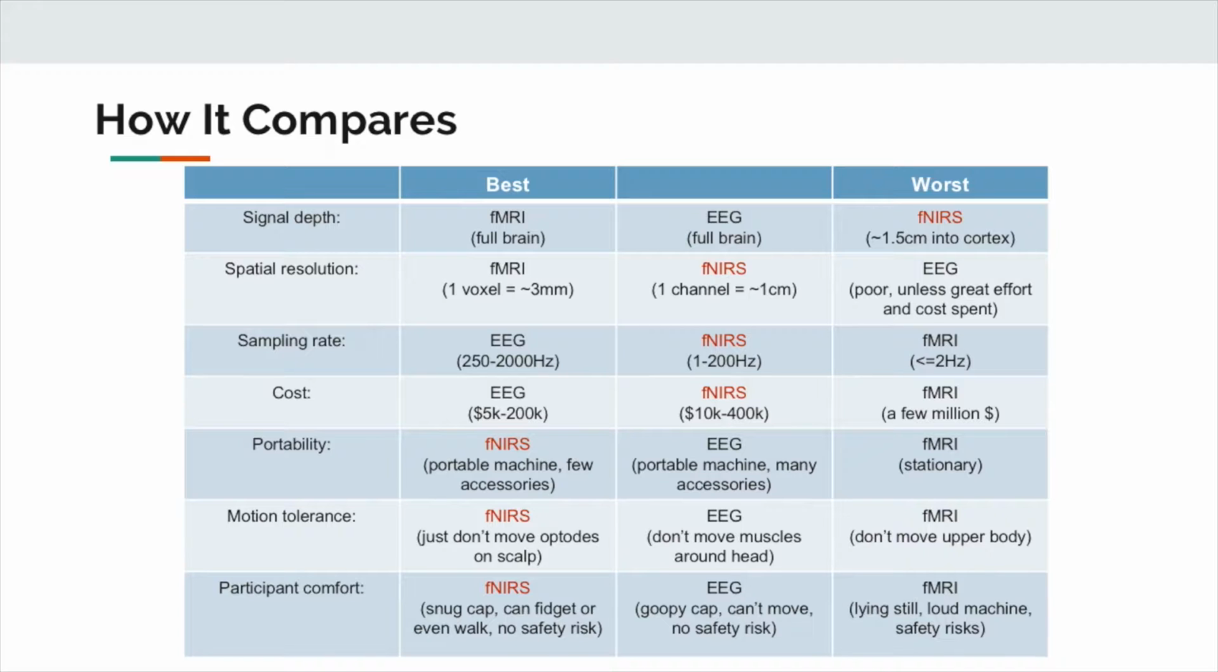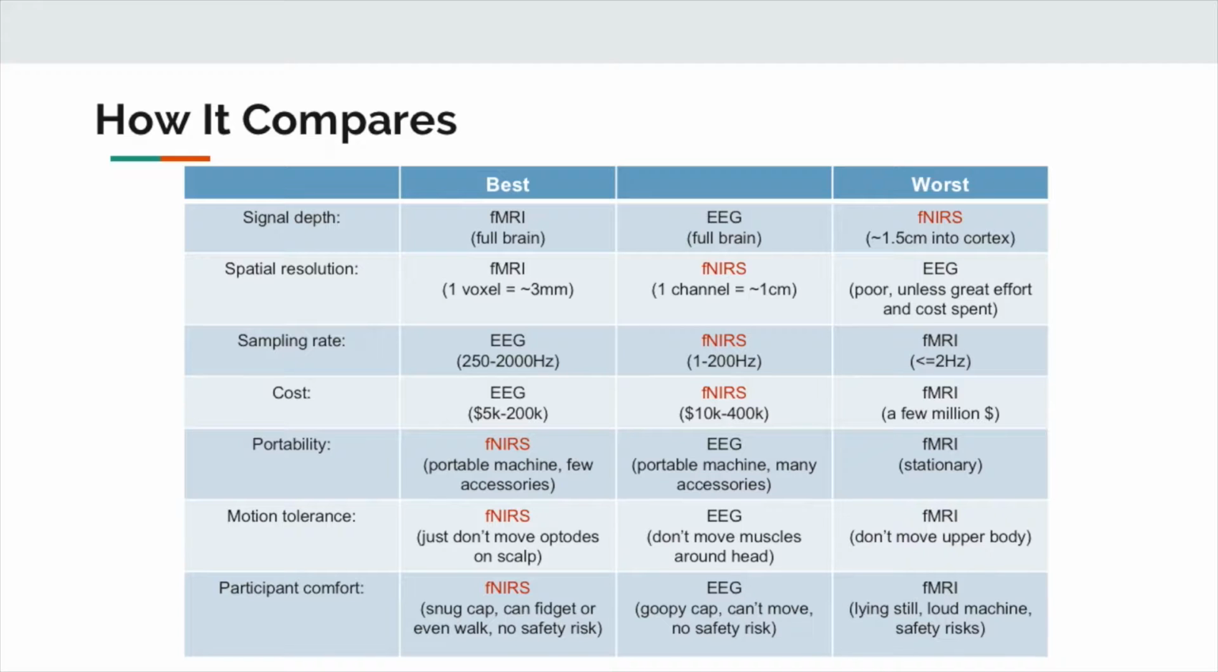But where it really shines is its portability, because you can take this machine pretty much anywhere and there are few accessories you need to run it in other places. Whereas with EEG, the machine itself is smaller than MRI, but it's pretty complicated to bring anywhere, and you also need lots of accessories like a delicate mesh cap and electrical gel that helps you get better signal through some people's hair. And then, of course, an MRI is bolted to the floor.